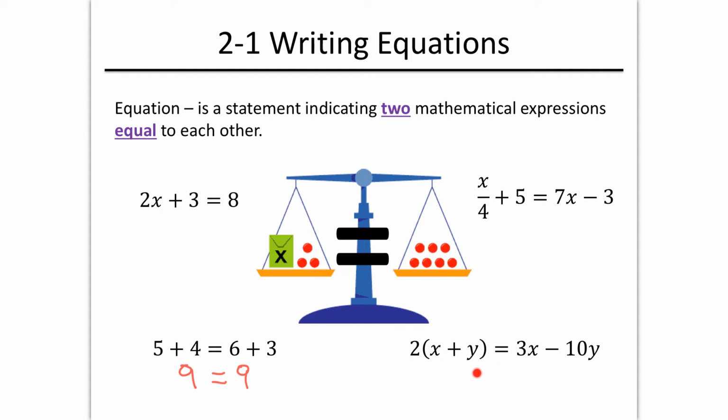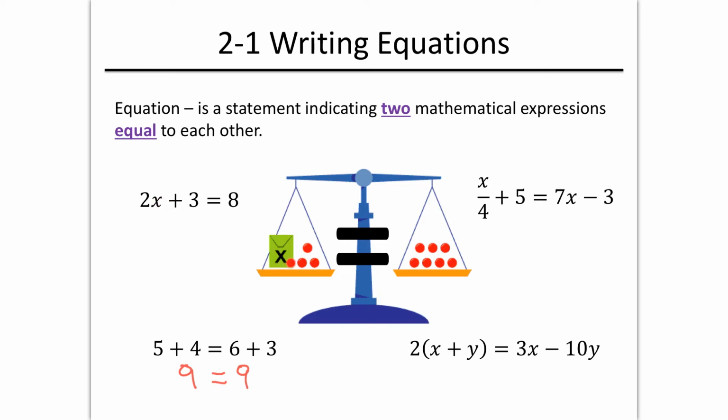We can have parentheses like this one here. We have 2 times the quantity of the sum of x and y equals 3x minus 10y. So they don't look the same. One side has parentheses, the other side has no parentheses. We have two different variables, x and y, but there's an equal sign in that expression. So that's why it's an equation. So every time you do have an equal sign and you have expressions on each side, it is an equation. Now the goal is to find what is the value of that variable.